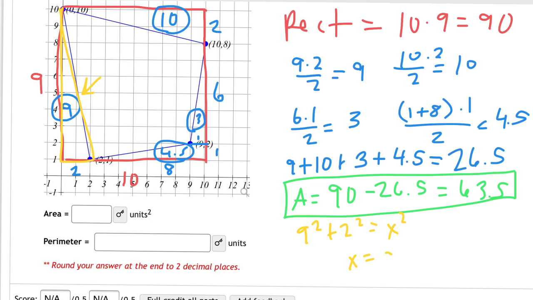So I believe for that side you get 9.22 approximately. So you just want to do that for the 3 remaining sides, and then for the perimeter you would add all of those together. So you do 9.22 plus those other 3 sides.